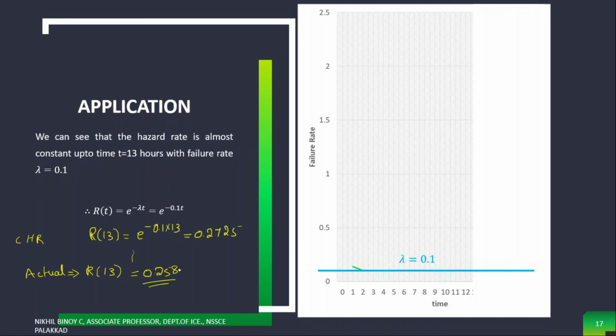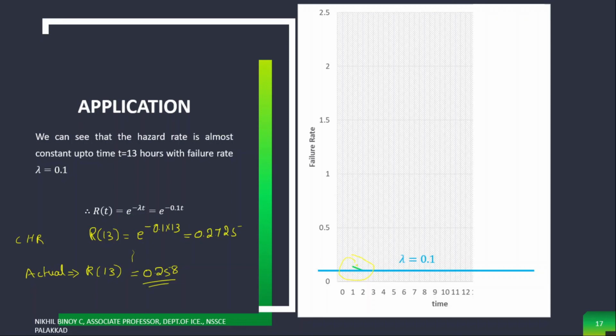You can see that the reliability calculated by using the constant hazard model and the actual value are not the same, but the difference is only 2%. So almost the same. Why do we have this decrease? The actual value is slightly less than this value due to this region. Here we have a small increase, which means during this region the failure is a little bit more than the constant hazard model.